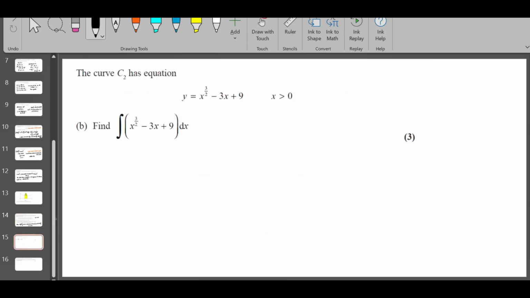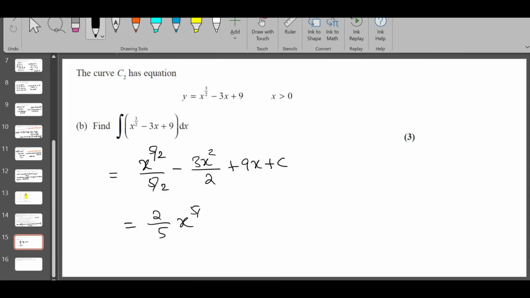The curve C2 has the equation, and they want you to integrate it. So it's going to be the integral: x to the power 3 by 2 plus 1, which is 5 over 2, divided by 5 over 2, minus 3x squared over 2, plus 9x plus c. That's all. You can tidy this up and write it as 2 over 5 x to the power 5 over 2, minus 3 over 2 x squared, plus 9x, plus c.